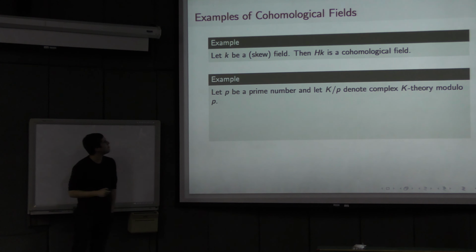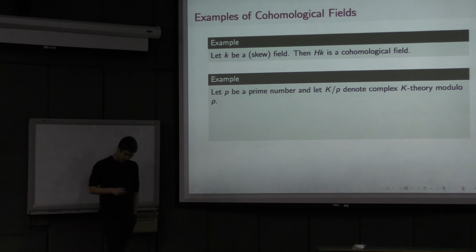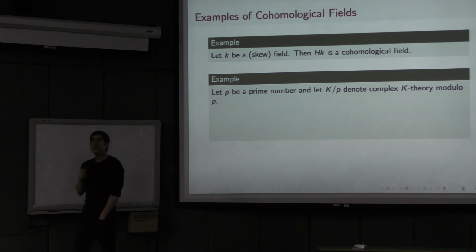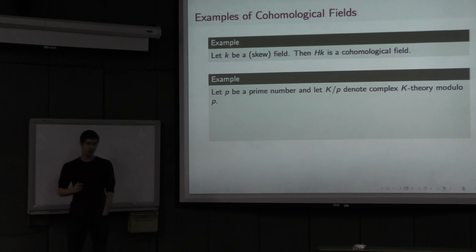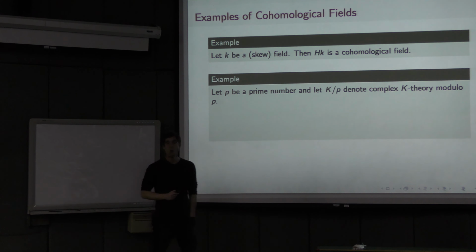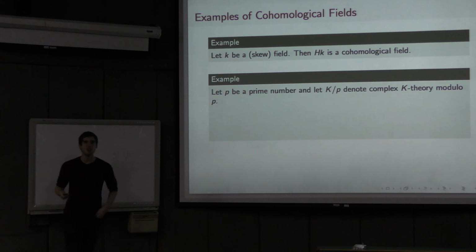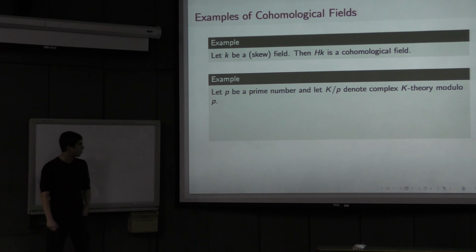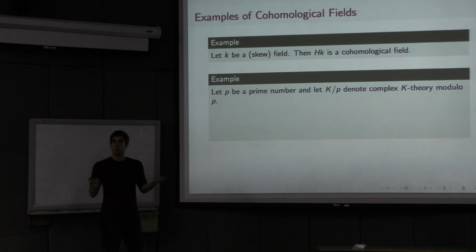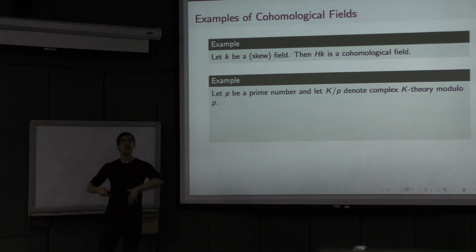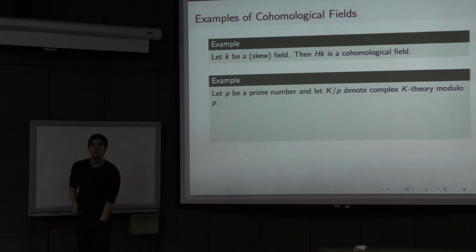So the only other example that I've given you of a spectrum so far is complex K theory. The complex K theory is not an example of a cohomological field. Remember, K0 of a point is the ring of integers. And in the ring of integers, not every non-zero element is invertible. The ring of integers is not a field, but you can extract fields from it by taking the integers mod p for any prime number p.